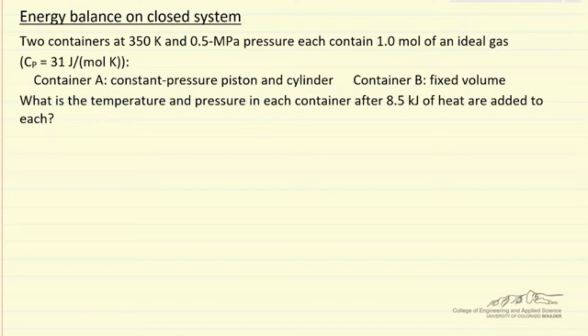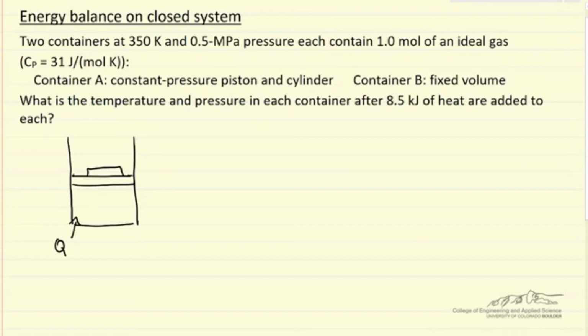So just so we have a representation, what we're looking at is a piston with constant weight, and we're adding heat. We're starting at 350 Kelvin, 0.5 megapascals, and the heat we're adding is 8,500 joules. We'll work everything in joules.